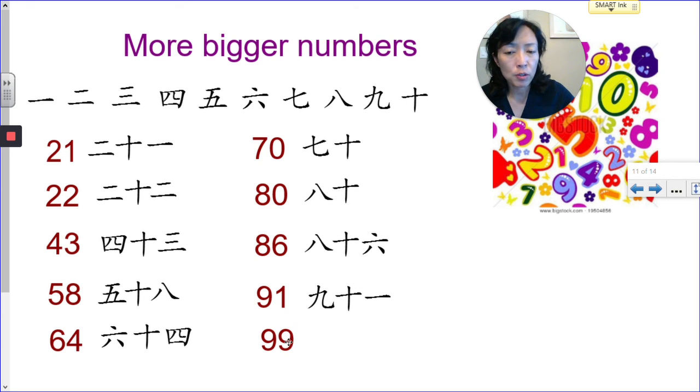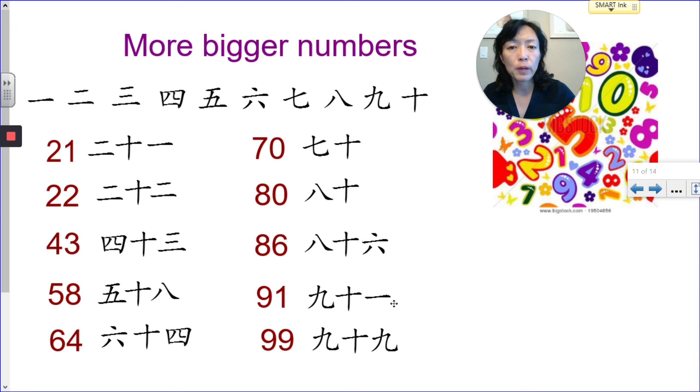The last number we're going to learn today is the biggest number for now, 99. Again, make a 90. 9, 10. And then we need another 9. We're going to use this 9 again. The biggest number for today will be 9, 10, 9. This is the way you make numbers all the way up to 99.